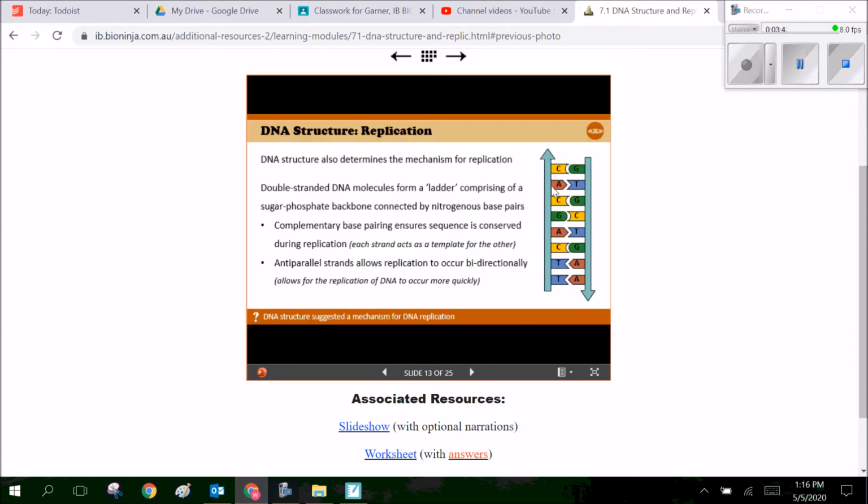We talked about the structure of DNA. It was an anti-parallel structure with the bases in the middle and the phosphate sugar backbone on the outside. They're traveling in two different directions, from the 5 to 3 and the 3 to 5 direction.